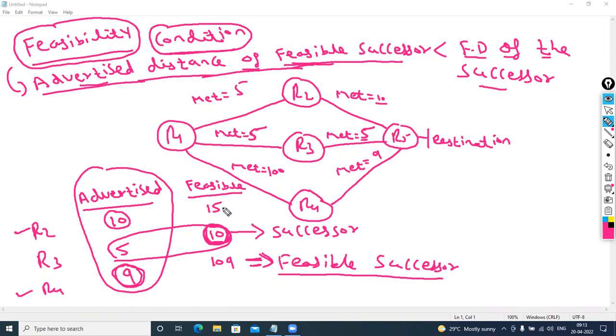I hope this part is clear. So anybody has any doubts till here? Yes, online guys. Is it clear? Clear? Okay.